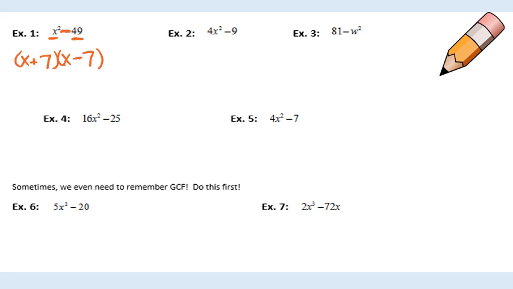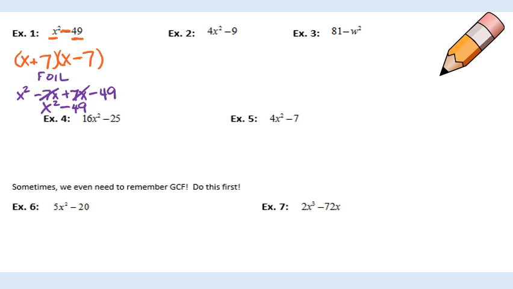Let's take a look at why that works. If I was to FOIL this back out, first terms, outer terms, inner terms, last terms. Notice what happens. I have a negative and a positive value that cancel out. And I'm back at the question of x squared minus 49.